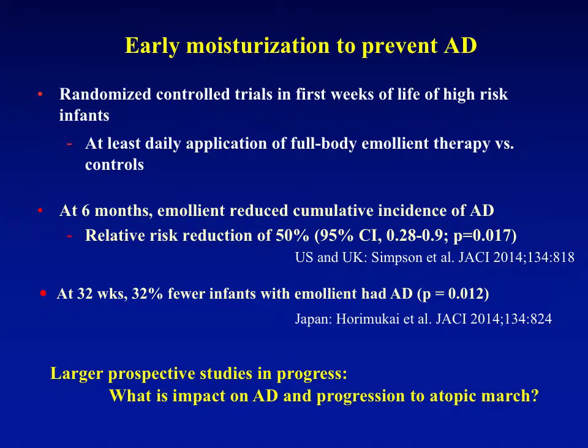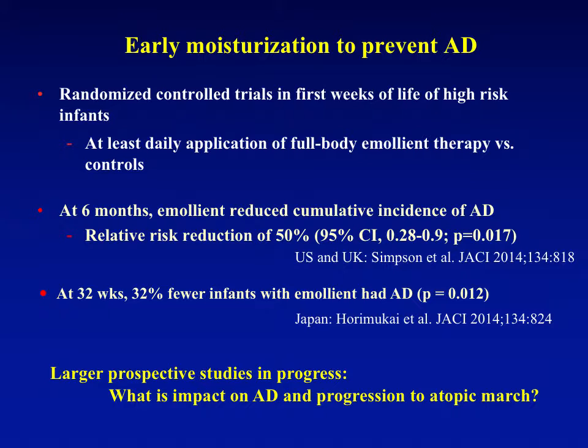So they started a small randomized controlled trial, in which in the first weeks of life, by 3 weeks of age, in high-risk infants, that is with a first-degree family history of atopy, they asked the parents to at least apply daily full-body emollient therapy versus controls, which they really weren't supposed to put it on. And they actually gave them a choice, and as it turned out, for the most part, they chose the cream form over an oil or an ointment. And what they found in this preliminary study was significant data.